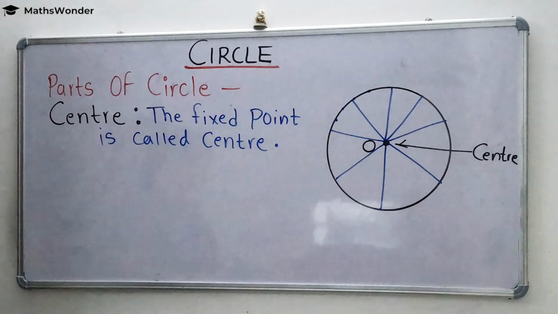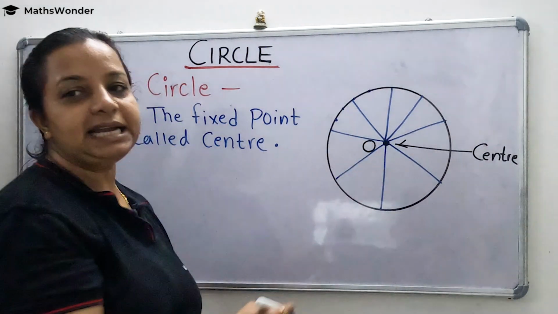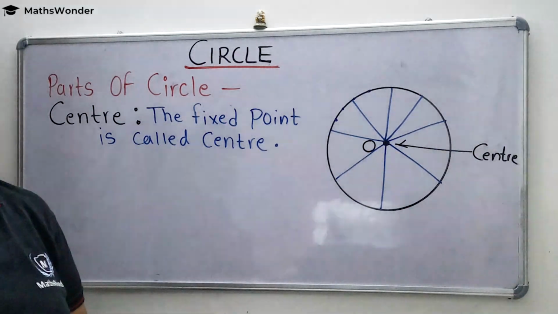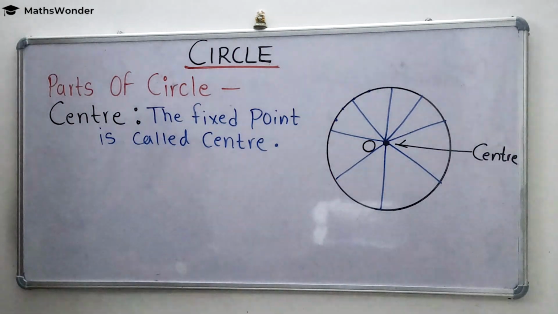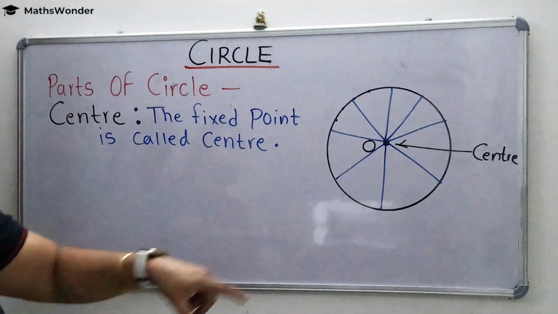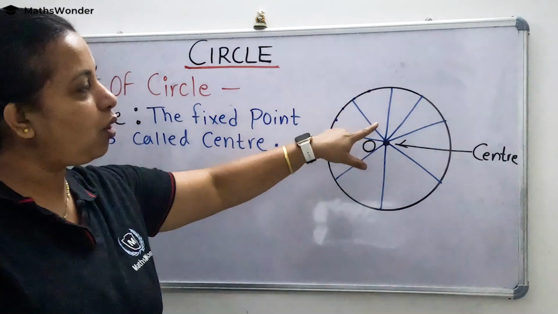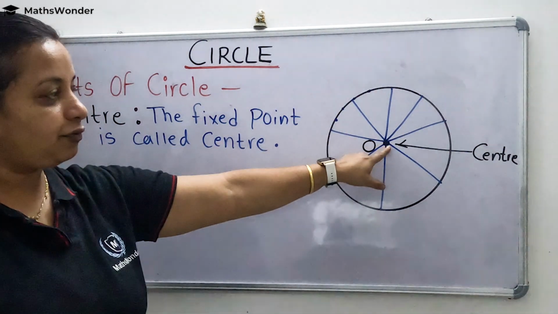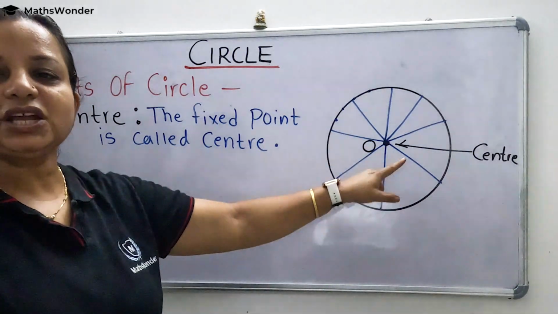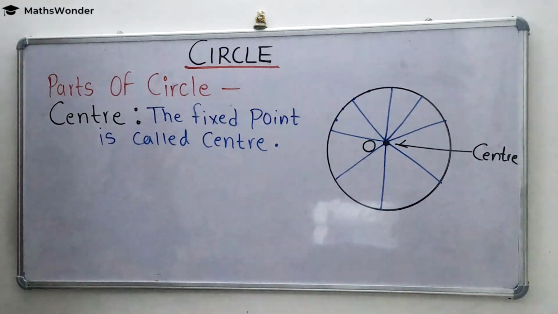What do you mean by fixed point? This center is the fixed point. This will never change. So the fixed point in the circle from which all the points on the boundary or border of a circle are equidistant is called the center of the circle, because all the distances on the boundary from this fixed point are equidistant. Equidistant means equal distance.